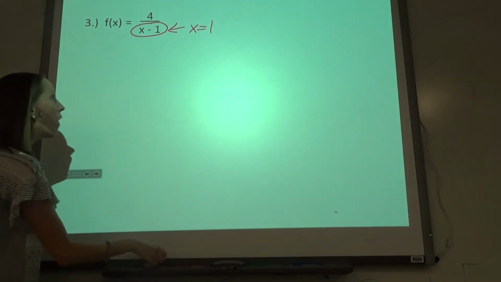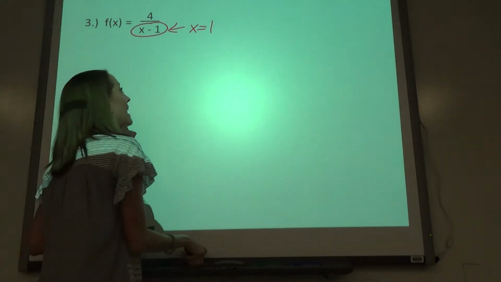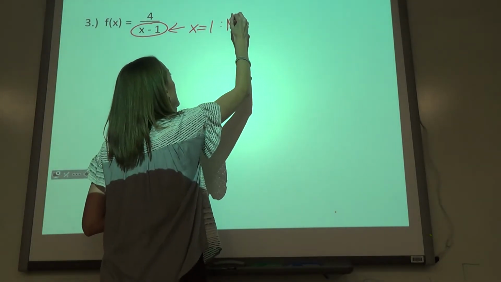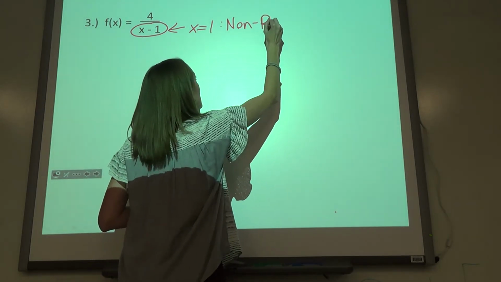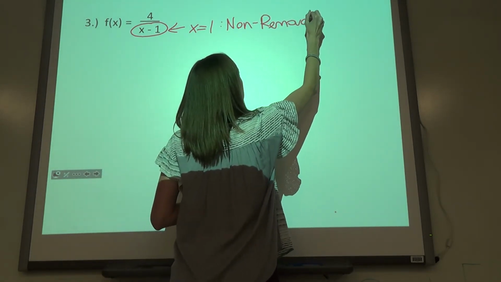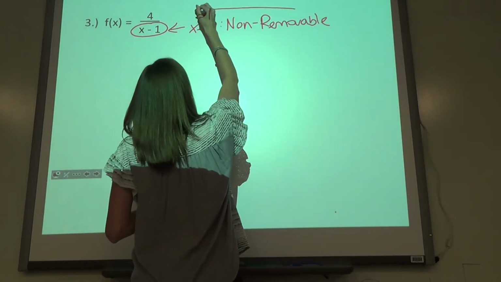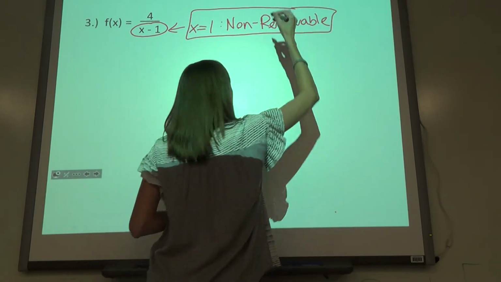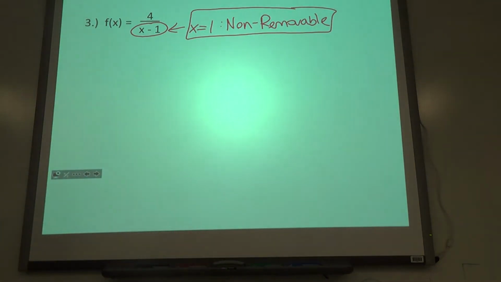So x equals 1 is going to be non-removable. That was the definition of a non-removable discontinuity. It's if the limit does not exist at that x value. So it helps to see it on the graph, whether or not it's removable or non-removable.